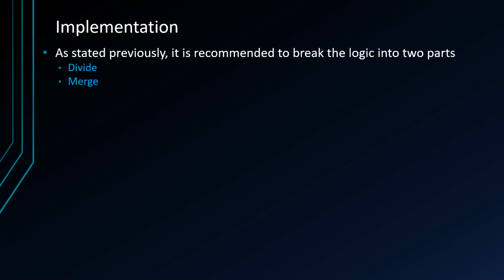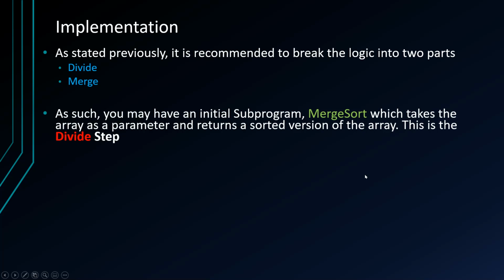Well, first of all, we need to realize that we really should break this up into 2 steps, the divide and the merge. So when you create this function, you're going to create a function called merge sort. That merge sort function is your divide step. That step is where you're going to be finding that midpoint and breaking it up into two equal parts. So as such, you may have an initial subprogram called merge sort, which takes the array as a parameter and returns a sorted version of the array. But there's a little bit more to it. This is the divide step.